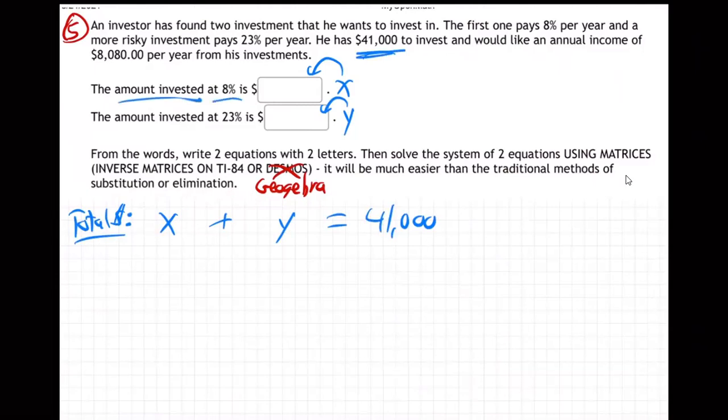So the amount invested at 8% and the amount invested at 23%, they have to add up to be his whole $41,000, unless he just threw some in the trash, right? The two amounts have to add up to be the whole amount he invested, the whole 41,000.